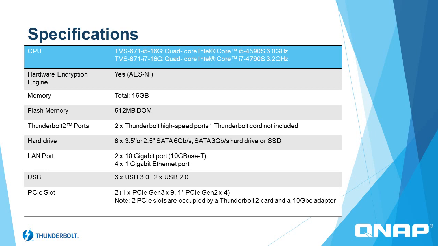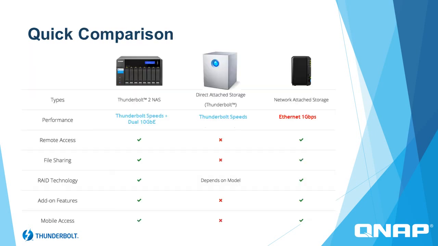So let's do a quick comparison, and this is really interesting because it hones in on the differences between the DAS, the other NASs in the system, and the QNAP. So let's take a look at that. Performance: as we can see here, the Thunderbolt speed, it's got two Thunderbolts, and then it's got the dual 10 gig as well. Now the direct attached storage, as we know, comes with only Thunderbolt. The other NAS systems only have Ethernet 1 gig, as I mentioned, sort of like your house and your small office.